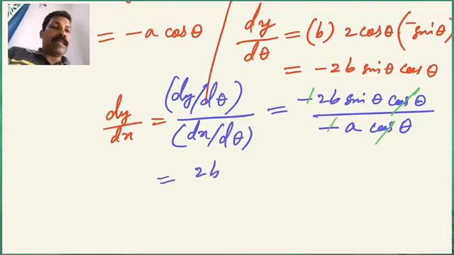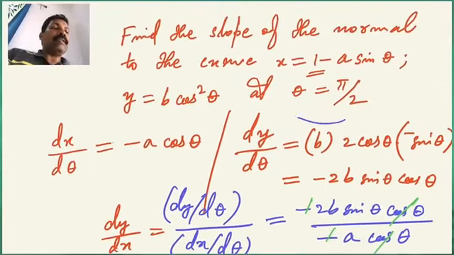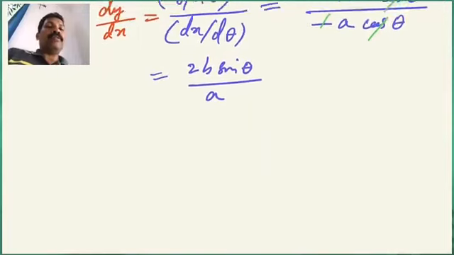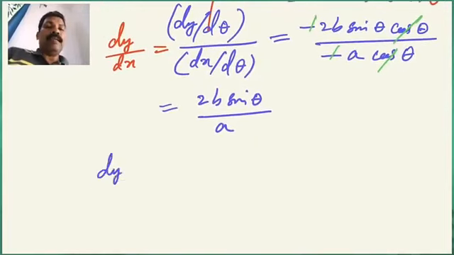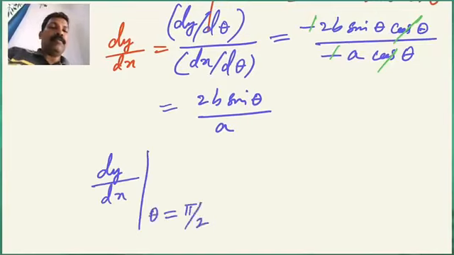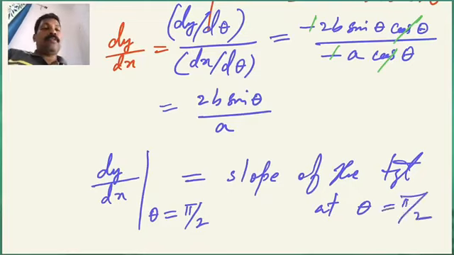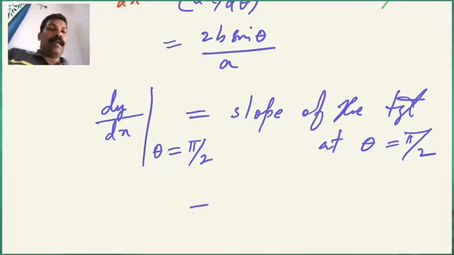So we are left with 2b sin theta by a. So this is your dy by dx. And we are given the point theta is equal to pi by 2. So we have to evaluate dy by dx at the given theta value, pi by 2. That will be the slope of the tangent at theta is equal to pi by 2 on the curve.